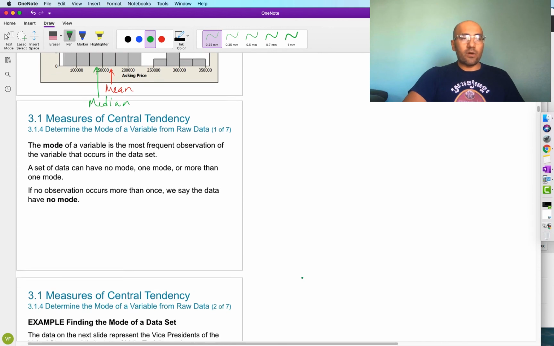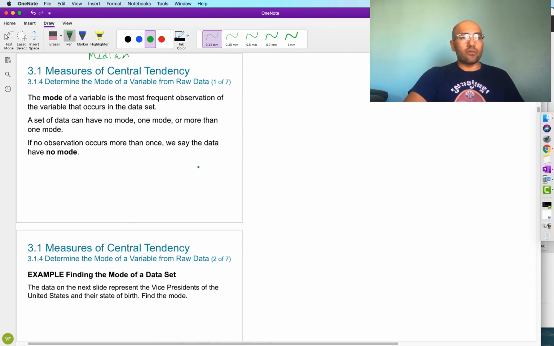Okay, the last thing we want to look at is something called the mode. The mode of a variable is the most frequent observation of the variable that occurs in the data set. A set of data can have no mode, one mode, or more than one mode. Sorry, if no observations occur more than once, then we say that the data has no mode.